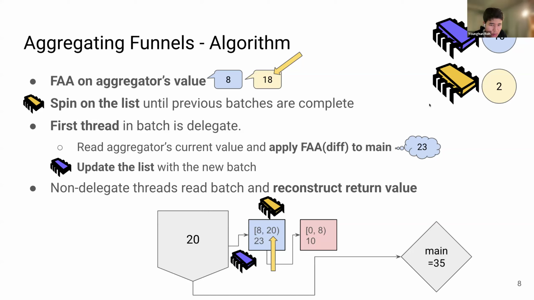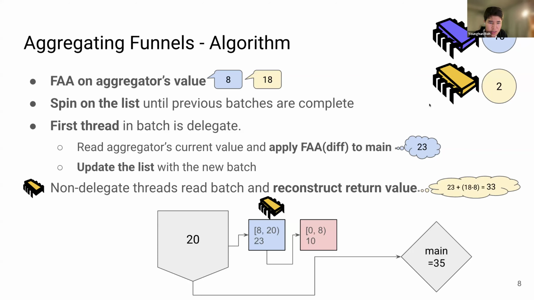So at this point, the yellow thread can know that its operation is actually done, because 18 was its ticket number and the current state of the aggregator is already past 18. So it knows that its operation was already done by someone else and tries to reconstruct its return value based on that batch history. Because it knows the ticket value and where that interval starts, where that interval is occupied in the main variable, it can reconstruct by offset, and it will return 33 as its return value, as if it did the fetch and add in the main variable.